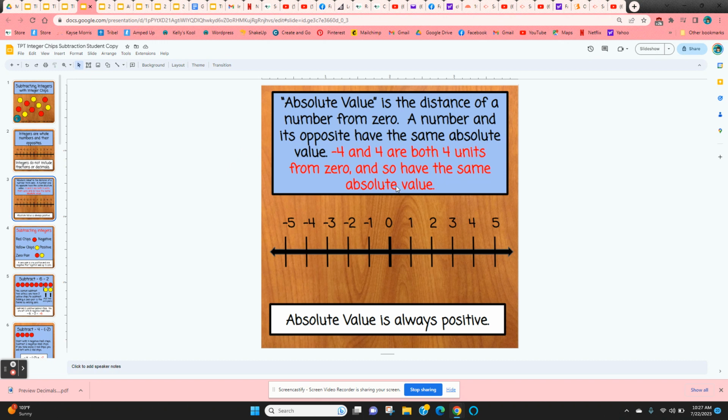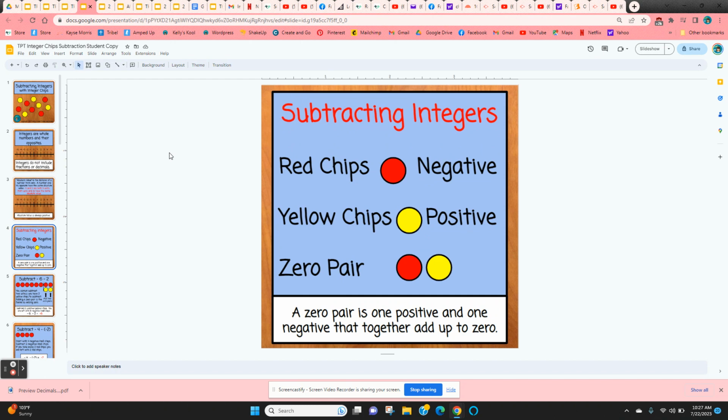And the next slide explains absolute value. So 4 and negative 4 are going to have the same absolute value because they're the same distance from 0. And then the fourth slide will explain the meaning of the chips. So red chips designate negative, yellow chips are positive, and a zero pair would be one negative and one positive together that equals 0.